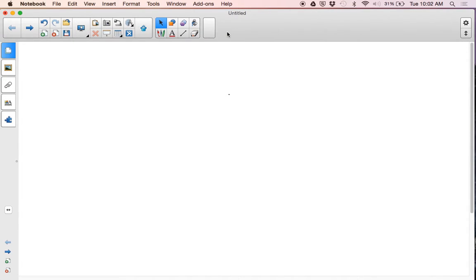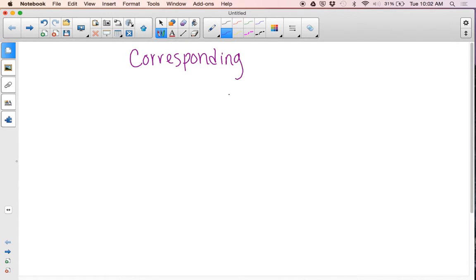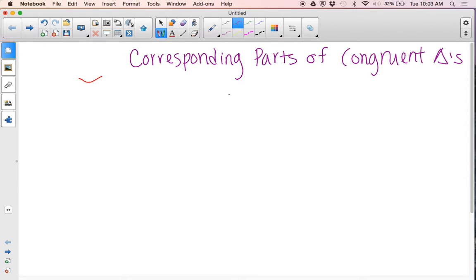Today's discussion is on corresponding parts of congruent triangles. So I'm going to title these notes Corresponding Parts of Congruent Triangles. All right, and this is 4.6 in your book, if you are curious what section that is.